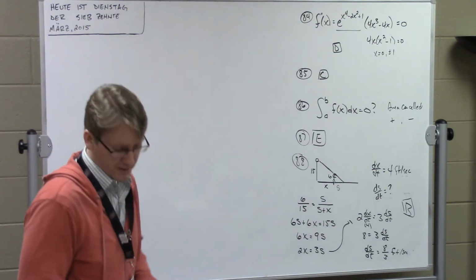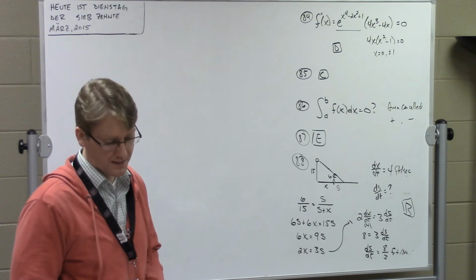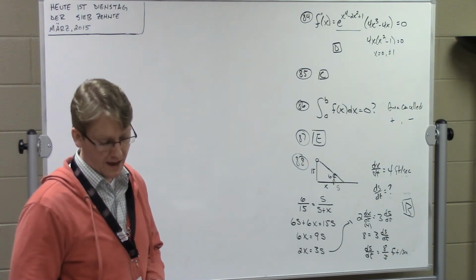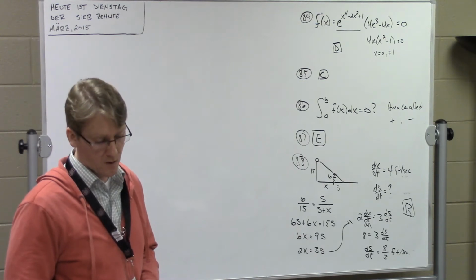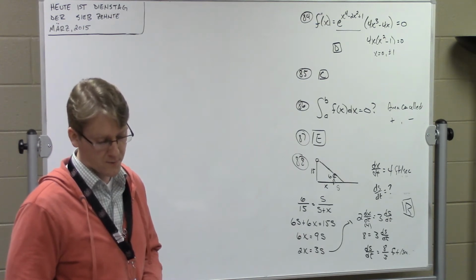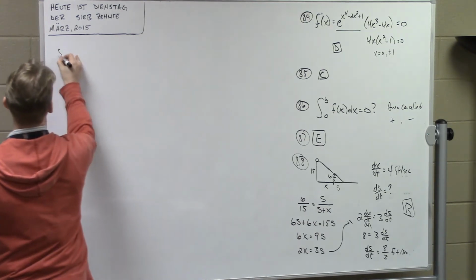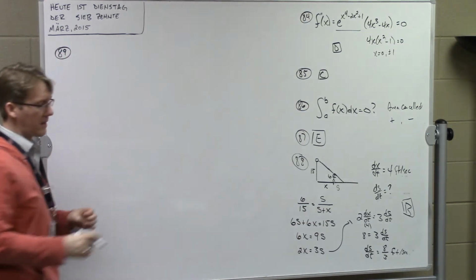Number 89. A particle moves along a line so that its acceleration is given by that. If the particle's velocity at 0 is 5, what is the velocity of the particle at 3? Oh yeah, this was fun. This is pretty straightforward. We've done it way too many times.